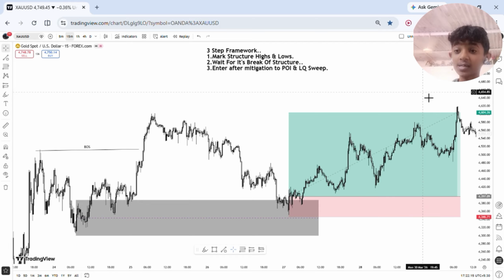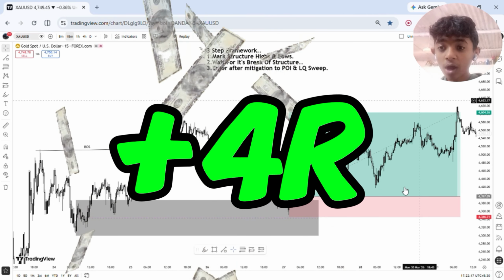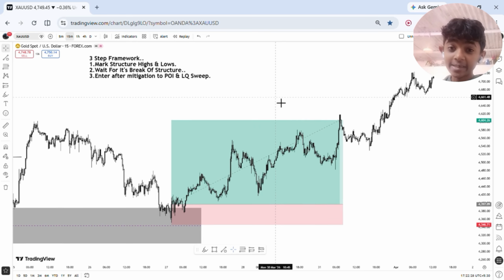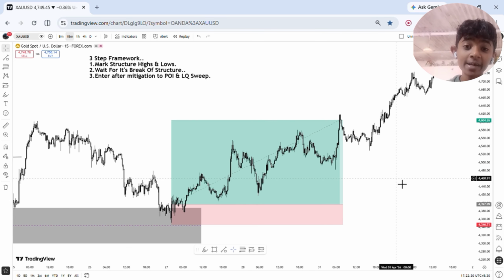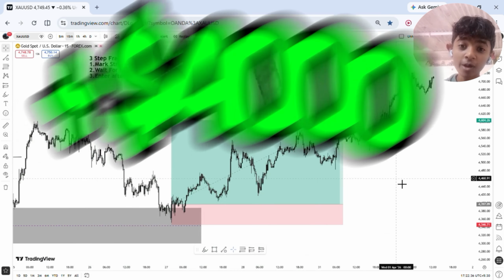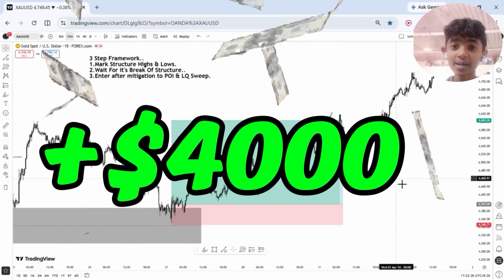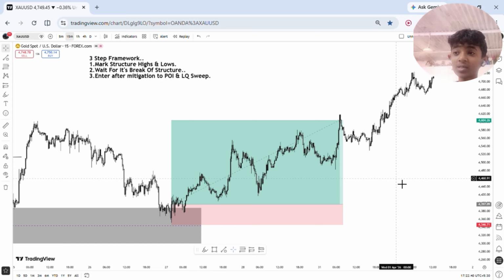This trade gave us about 4R in just 3 days. It means if you are trading a $100,000 account and you risk 1% of it, you will make $4,000 to $5,000 in a single trade. So this is the simple strategy.